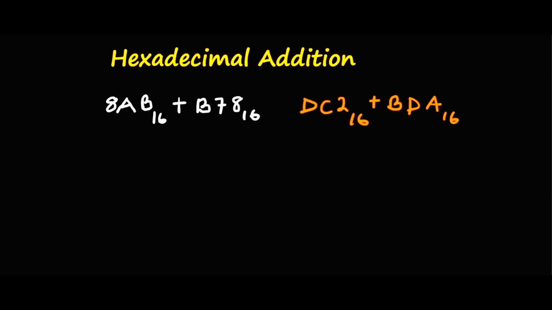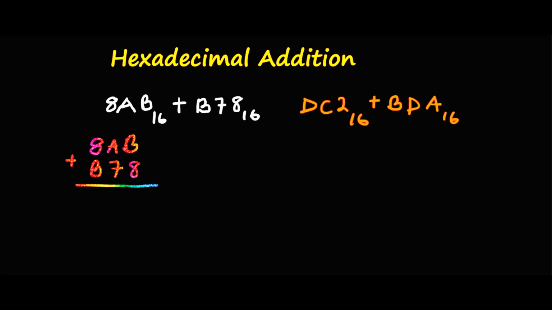So we are going to have this vertically. So we have 8AB, and then we have B78, and then we want to add these two. So we're going to have the clean copy on the left and the rough work on the right. So the first step is to take B plus 8.